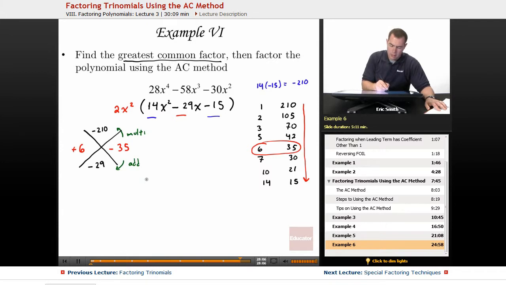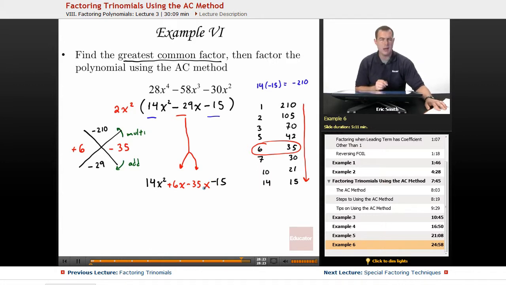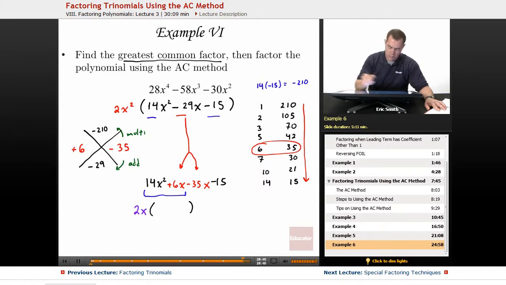All right, so we have that. I'm going to write down the 14x squared, the minus 15, and let's take our middle term and split it out. So plus 6x minus 35x. All right, now we can continue with our factor by grouping. Grabbing these first two and looking at what they have in common. So I see that we can take out a 2x. That would leave us with a 7x plus 3. Okay, not bad.